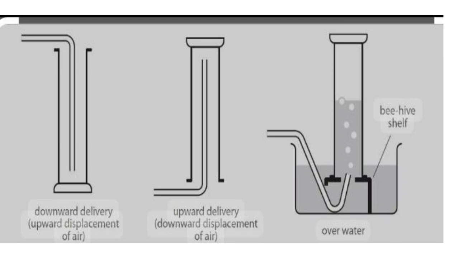So the following diagrams show the main methods of gas collection, starting with downwards delivery, which is upwards displacement of air, followed by upwards delivery, which is downward displacement of air. Then lastly we have the over-water method of collection as shown in the diagram.